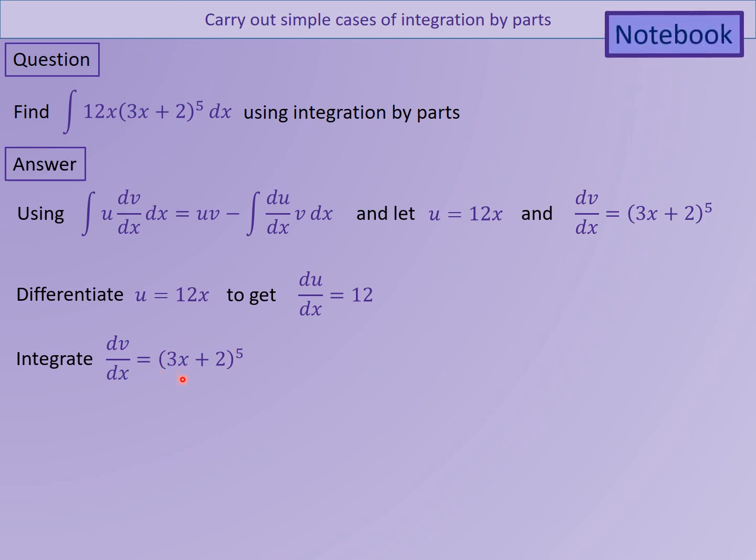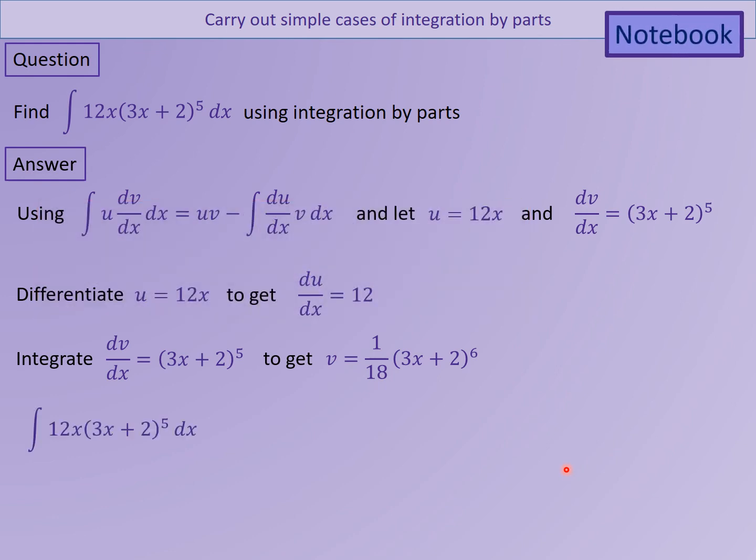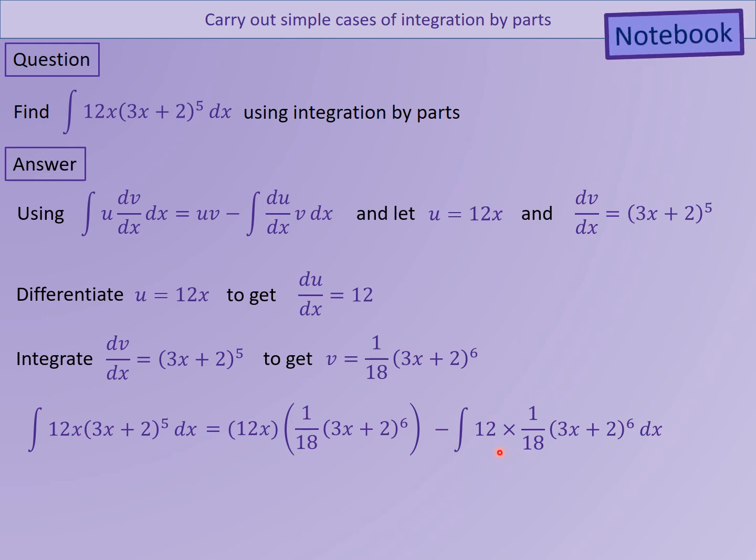It's going to be 1 over 3, increase the power by 1, divide by that as well, which is just your standard rule that you might have remembered, which is where that bit comes from, or integration by substitution. And once you've got both of those bits, we can just fill in the gaps. We can fill in the u value, we can fill in the v value, we can do the du over dx is 12, we can fill in the other v value, but I'm going to have to integrate this bit again. But just make life easy for yourself, pull that 12 over 18 out, and then deal with the (3x plus 2) to the power 6 again.